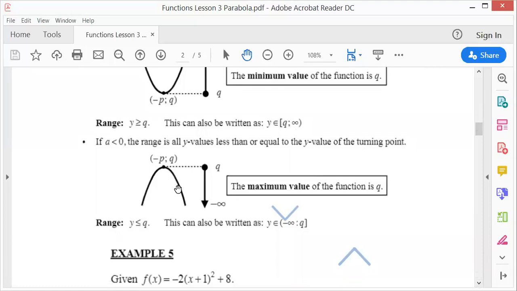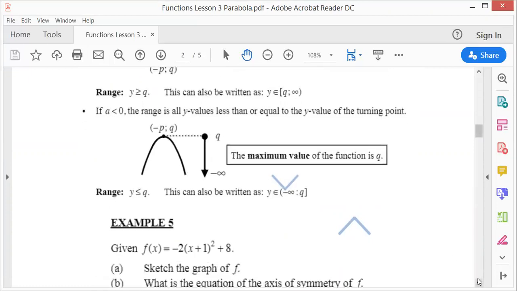If a is negative like this, now the range is from minus p down. That means y is now less than or equal to q, or round bracket from negative infinity to positive q. Is it clear, guys? Cool. Let's look at the example now.